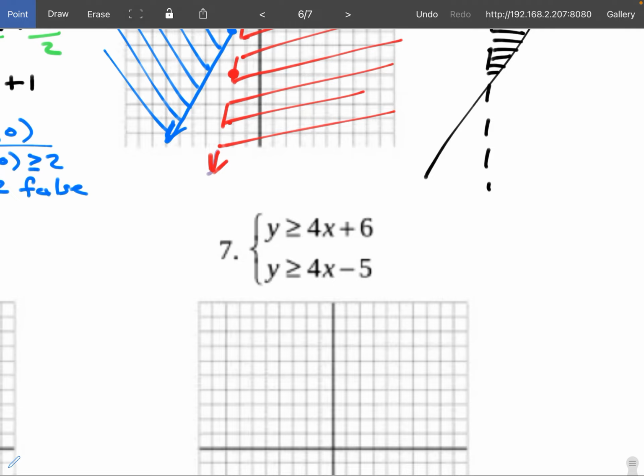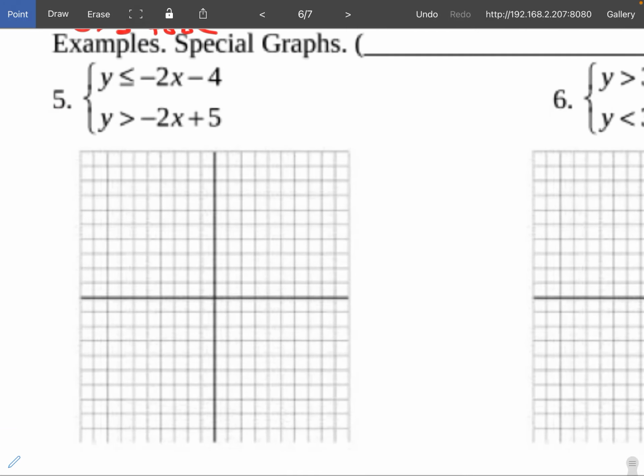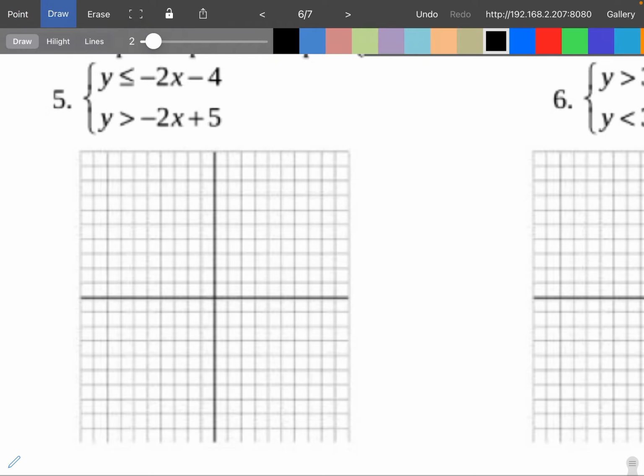And then number 7, what do you notice about the slopes? What are they? They're what? But what are the slopes? Yeah, the slopes are both 4. So again, those are going to be parallel. This bottom inequality is going to be a bottom line because it has a -5 for a y-intercept. This one, the top one, has a y-intercept of +6, so it's going to be above. It'll be above the bottom line.